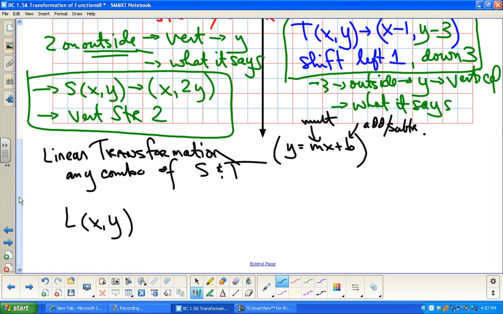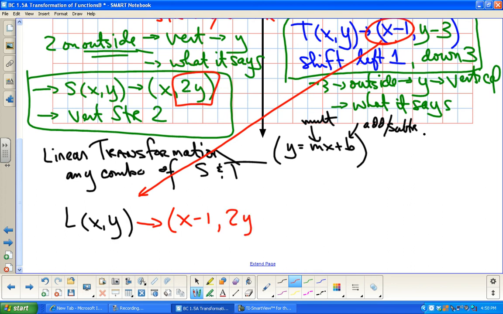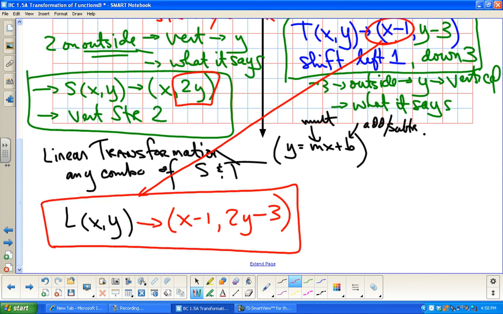So here we go. In the x direction, all that happened was the x plus 1, so this is going to be mapped onto x minus 1. In the y direction, we had times 2, and then minus 3 in that order. Multiplication first, then the subtraction. So this is a linear transformation. This is basically just saying we're going to do two things, okay?